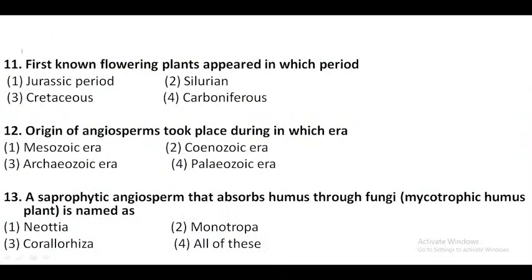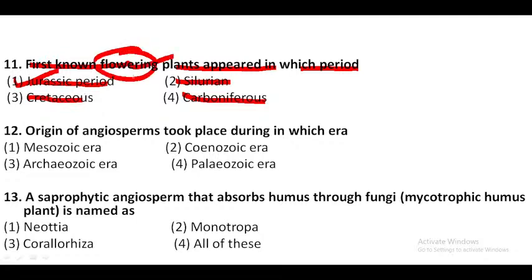Question number 11: first known flowering plants appeared in which period? First is the Jurassic period, second option Silurian, third is the Cretaceous, fourth is the Carboniferous. So your answer goes to the Jurassic period. So the first flowering plants arose in the Jurassic period.